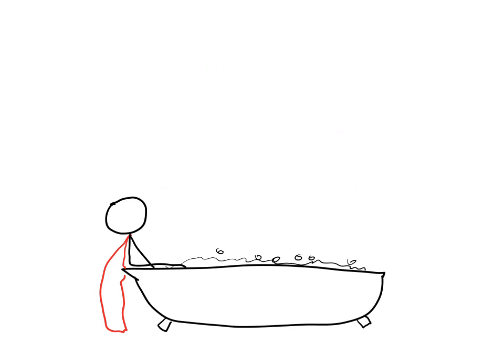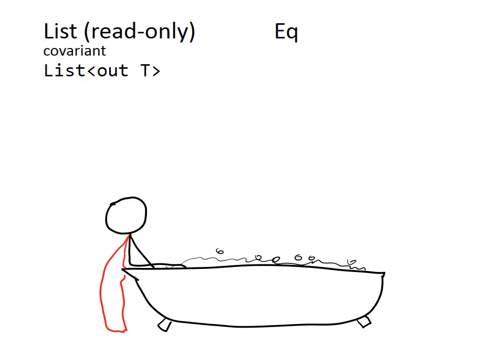Now, what we really care about here are read-only lists and our interface EQ. And what we know about read-only lists is that they are covariant. And we often specify this with a keyword out because conceptually you only get T values out of a read-only list. And furthermore, if you have a list of strings, you can also view it as a list of arbitrary objects. EQ, on the other hand, is contravariant.